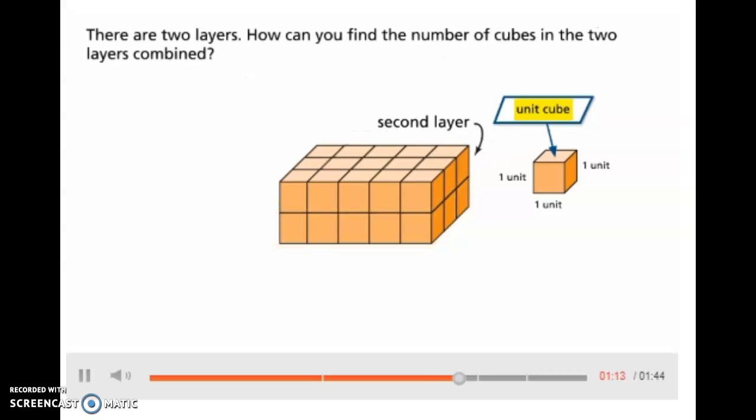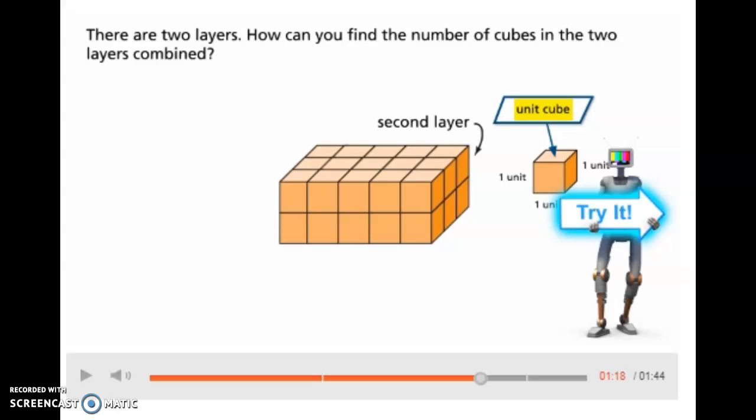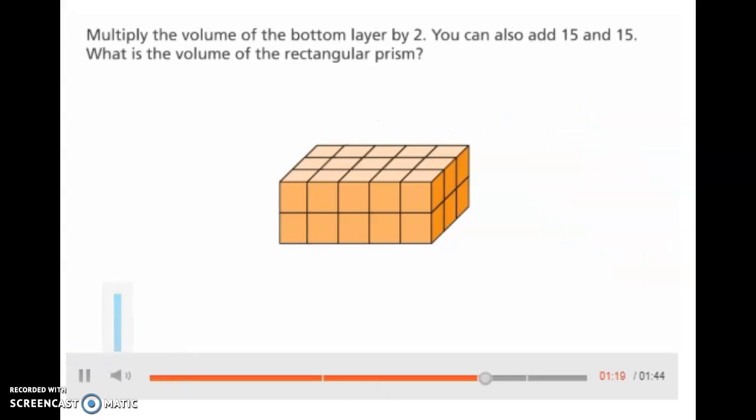There are 2 layers. How can you find the number of cubes in the 2 layers combined? Multiply the volume of the bottom layer by 2. You can also add 15 and 15.